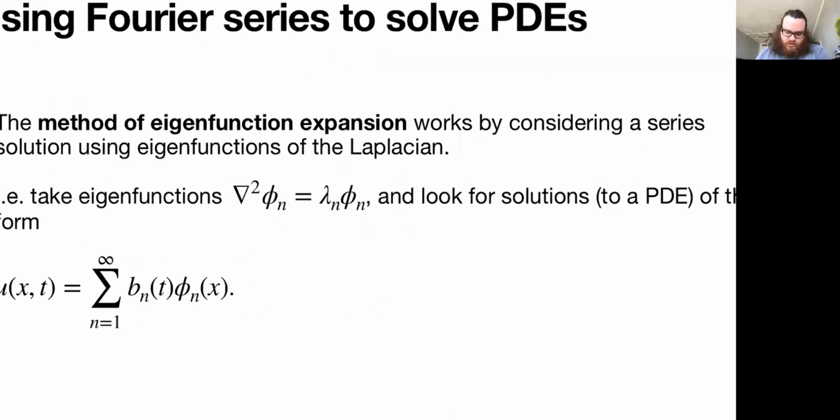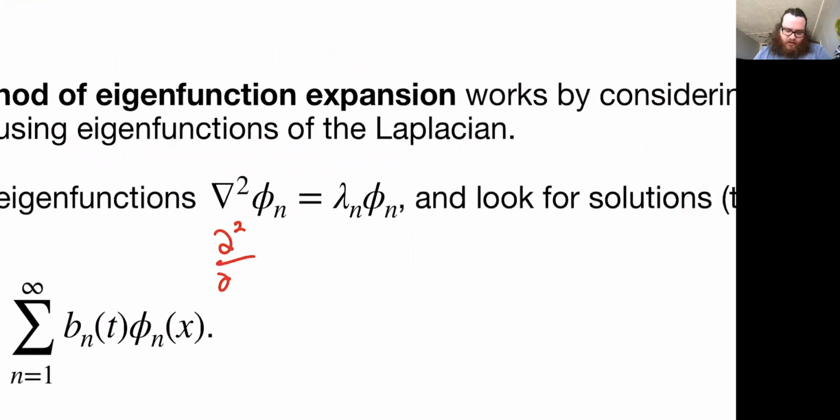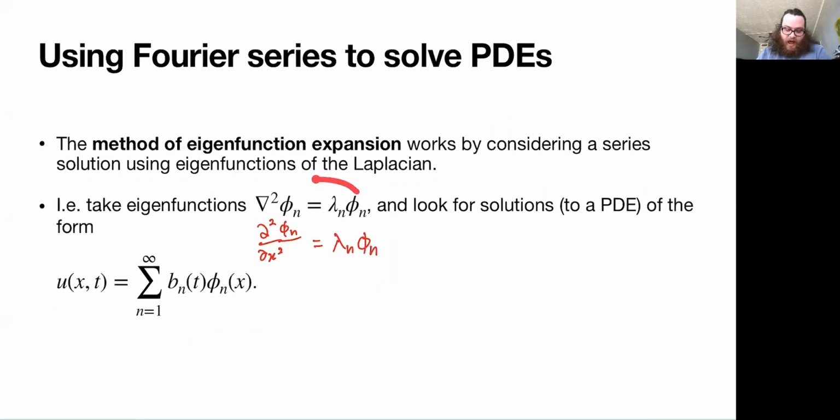And so, of course, in one dimension, what does this look like? Well, this looks like, say, d squared phi n dx squared is equal to lambda n phi n. So you're applying an operator to a function and getting back a multiple of that function. So that's your eigenfunction. And so once we have these eigenfunctions, we're going to construct a series solution where the spatial pieces come from our eigenfunctions, and the time pieces are just some coefficients depending on time. Okay.